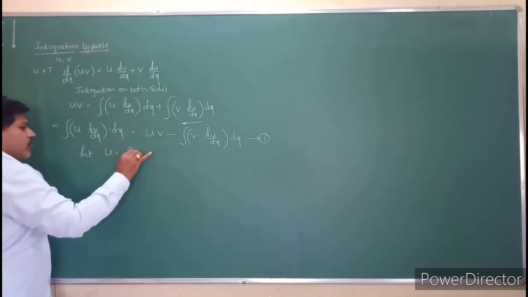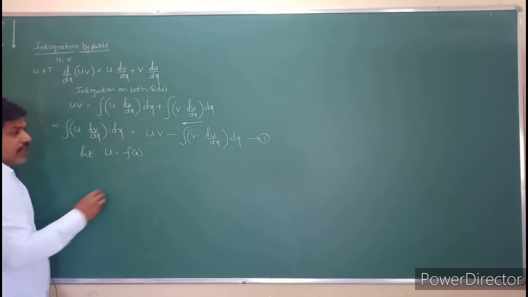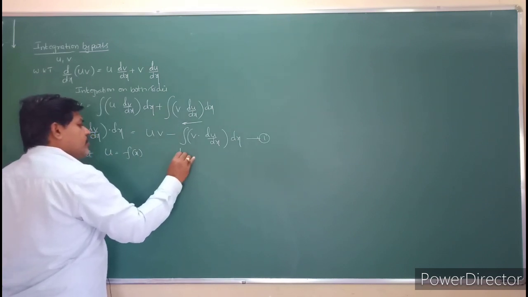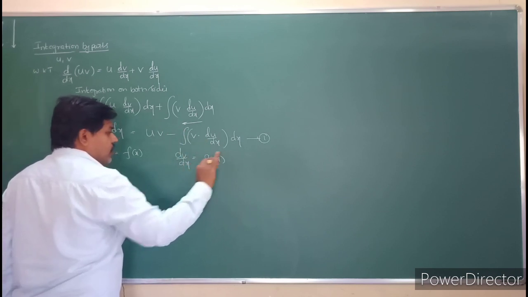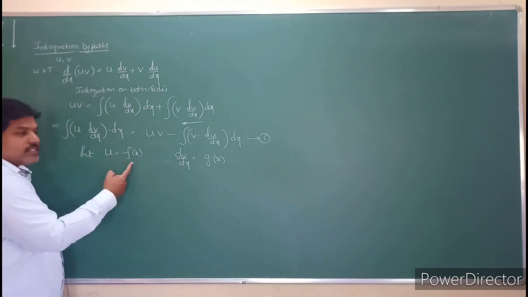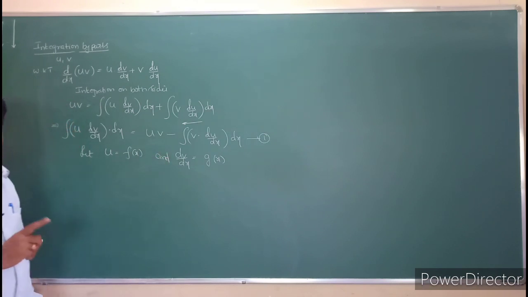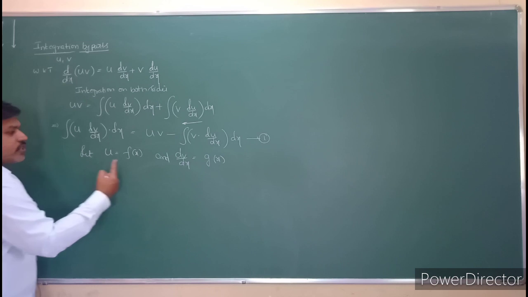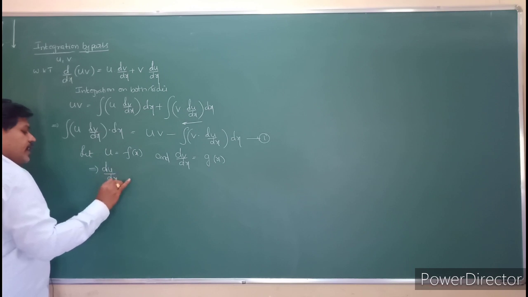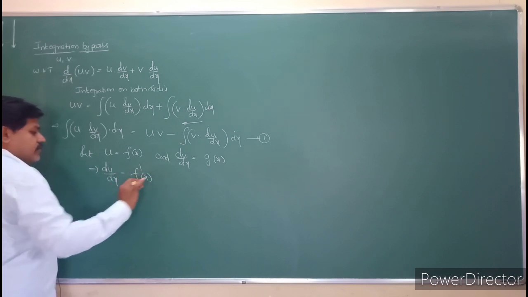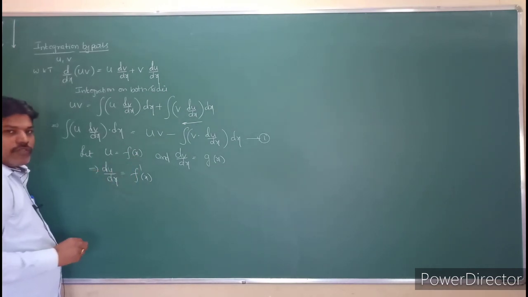So carefully observe that. Let u be equal to f of x. U is one function, that is f of x. And also I am taking dv by dx as another function, that is g of x. I am taking the two functions f of x and g of x. If u is equal to f of x, then du by dx becomes f dash of x.